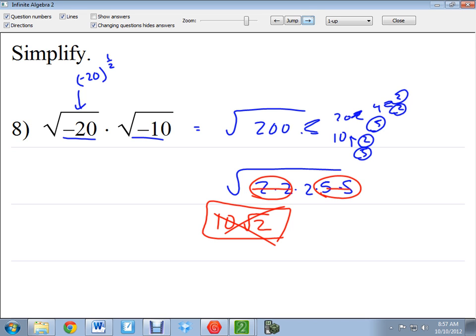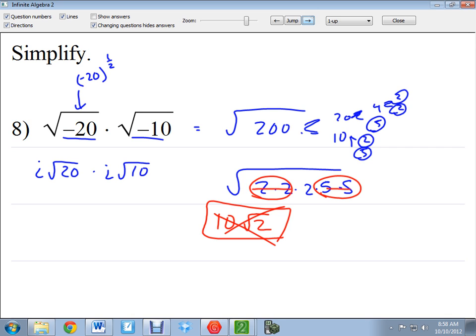We need to calculate the exponent first, which means we have to square root the 20 and the 10 before we can do the multiplication of the two together. Order of operations still applies. So I'm going to have to pull out the i. Now I can simplify it completely down, or I can just say i root 20 times i root 10. And that would be fine.